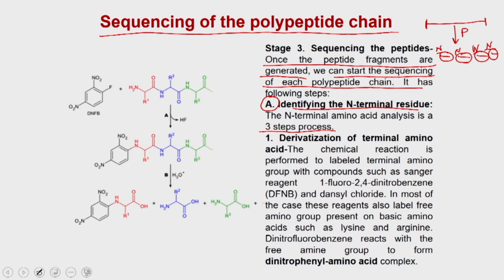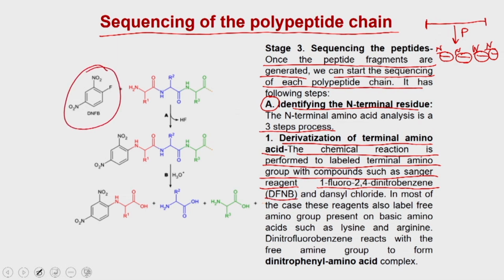In step 1, you are going to derivatize the terminal amino acid. A chemical reaction is performed to label the terminal amino group with a compound such as the Sanger reagent, or 1-fluoro-2,4-dinitrobenzene, DFNB, which is actually this. So, what you are going to do is take the DFNB and react it with your polypeptide chain, and the N terminal amino group is going to react, and the dansyl chloride.